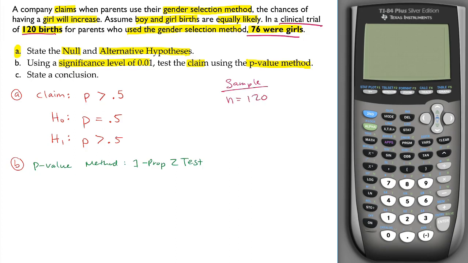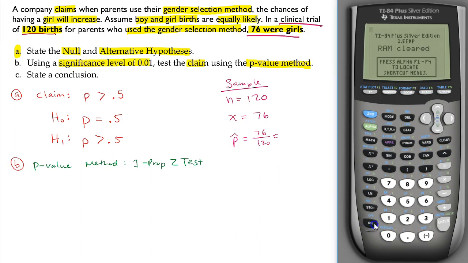There's 120 births. That's the sample size. X, which is the number of successes, in this case girls are successes, is 76 girls. Let's look at the sample proportion of girls in our sample. So that's 76 over 120. Let's calculate what that gives us. 76 divided by 120 gives us approximately 0.633, or 63.333%.